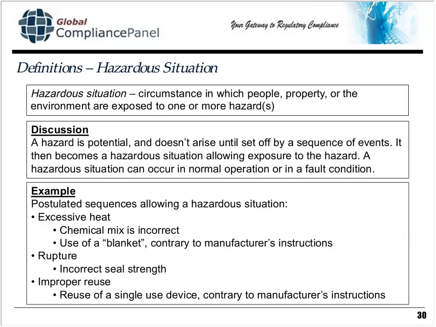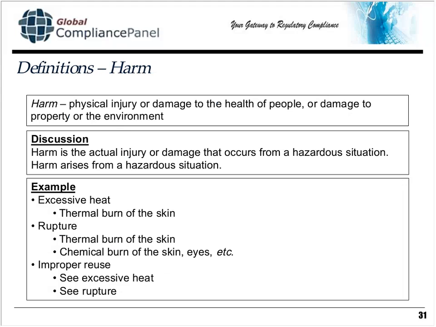Now, what's a harm? It is the physical injury or damage to the health of people or damage to property or the environment. And people in this case could be the patient or the user. So harm is the actual injury that happens. And so in our excessive heat, it's thermal burn. In the rupture, it could have been a thermal burn or it could have been a chemical burn. Improper reuse, some of those same harms can occur. So a given harm might occur in a variety of different ways, starting from a hazard, different sets of hazards and sequences of events, hazardous situations, sometimes lead to exactly the same harm. Right?